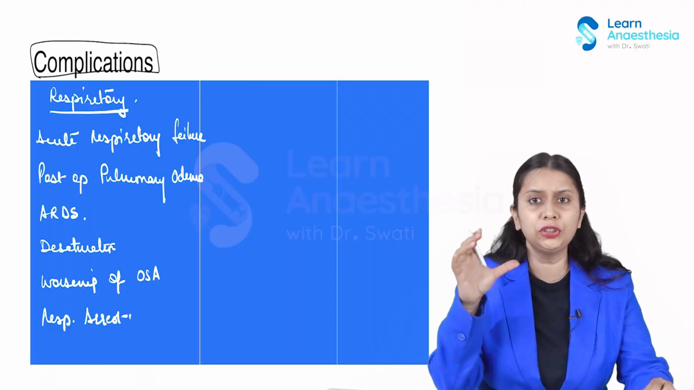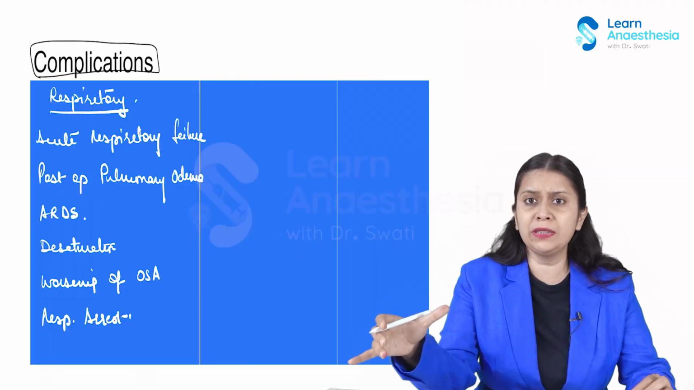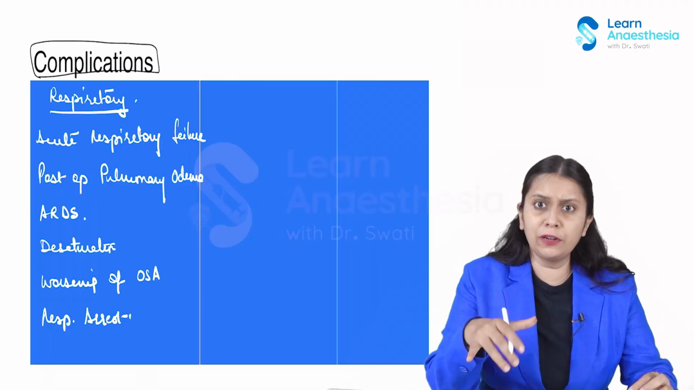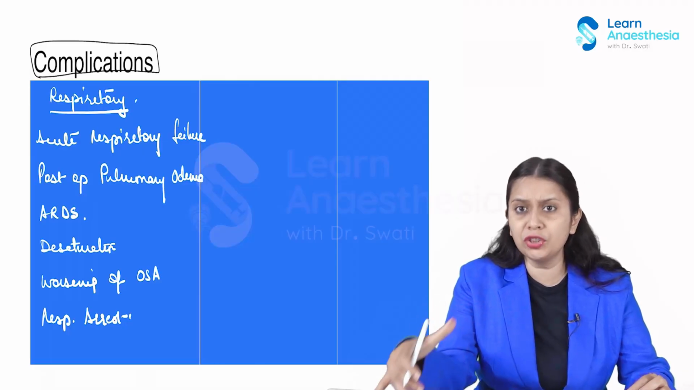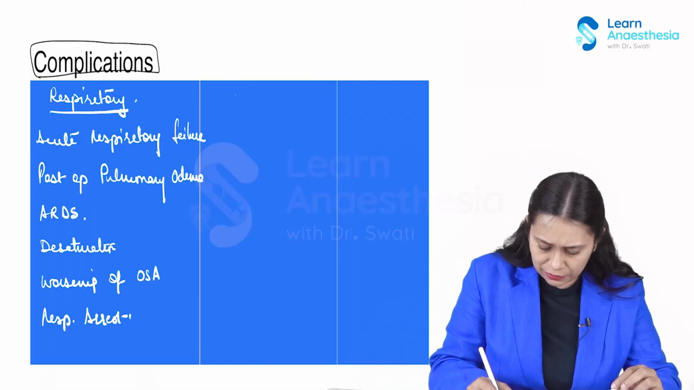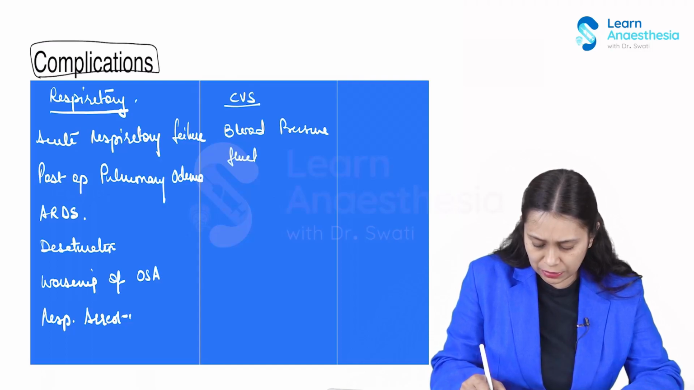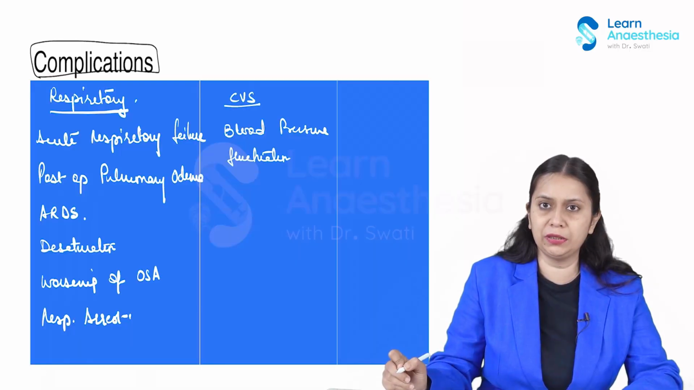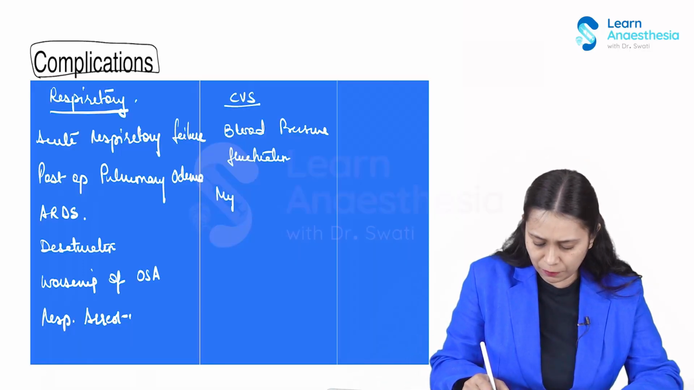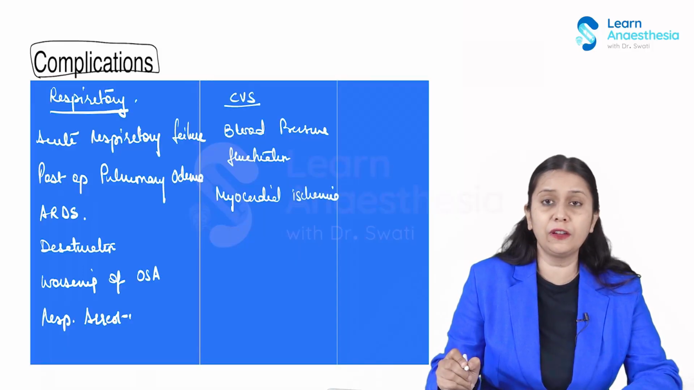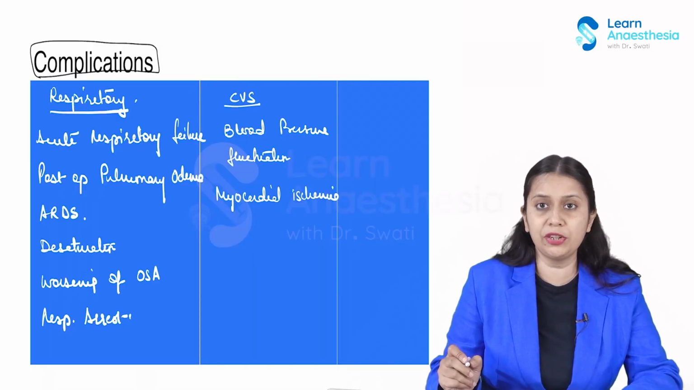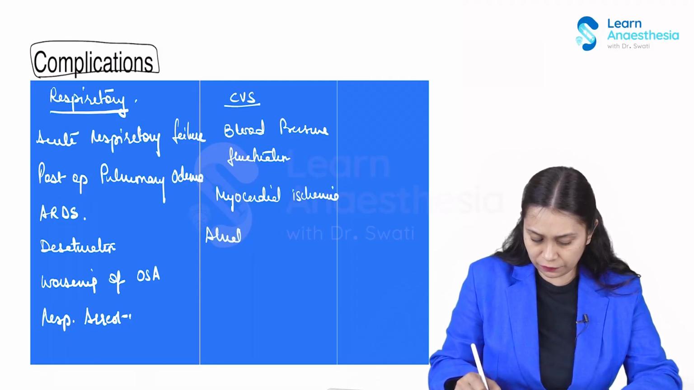Now, cardiovascular complications, blood pressure fluctuation may be seen in these patients. Risk of development of myocardial ischemia, myocardial infarction has been seen in these patients. So, the hemodynamic or blood pressure fluctuation has been seen throughout the perioperative period in these patients. Then risk of developing myocardial ischemia. Now, these patients are at risk of developing the rhythm disorders as well, particularly atrial fibrillation. So, atrial fibrillation, right? Risk of developing atrial fibrillation.